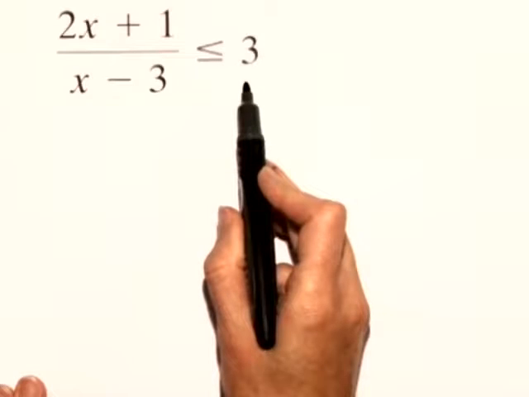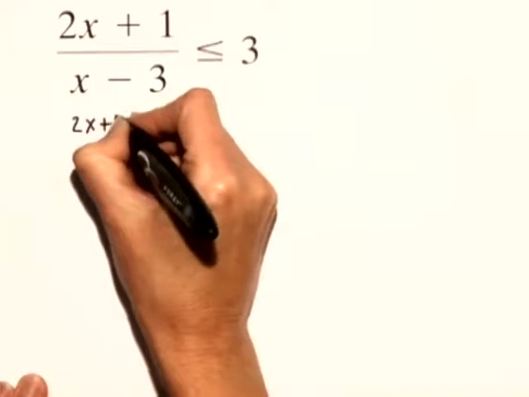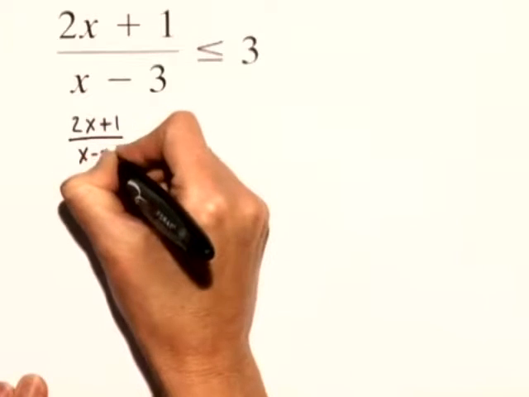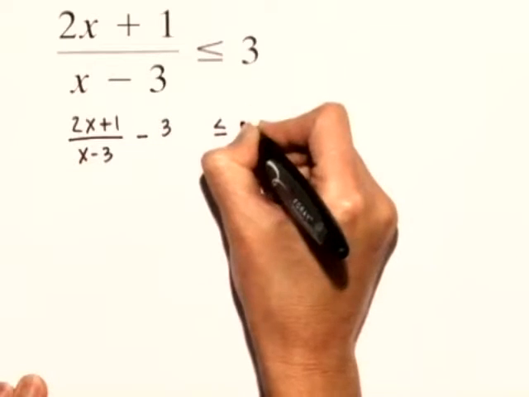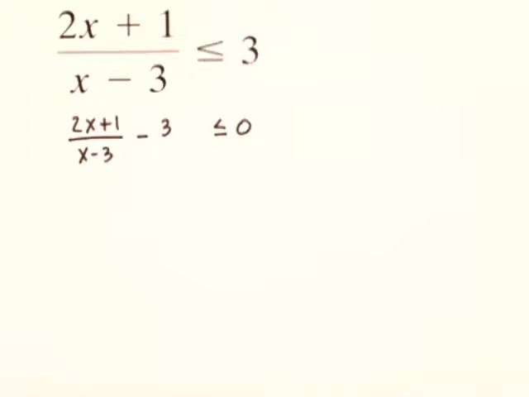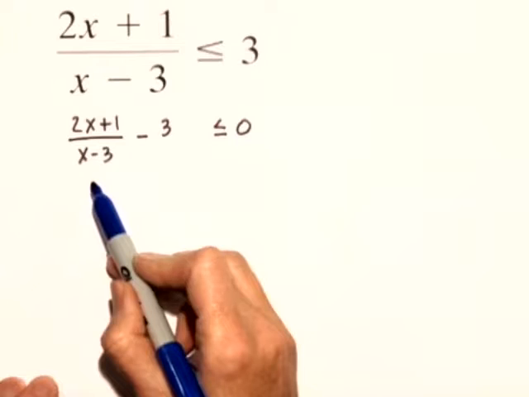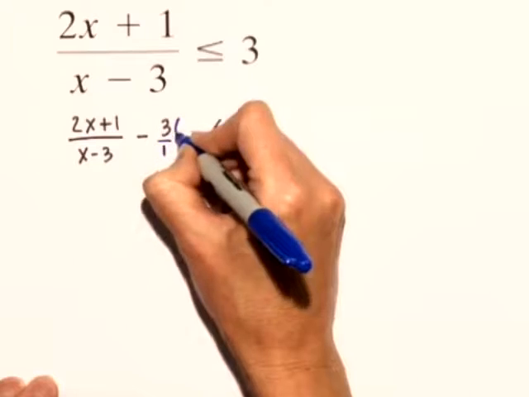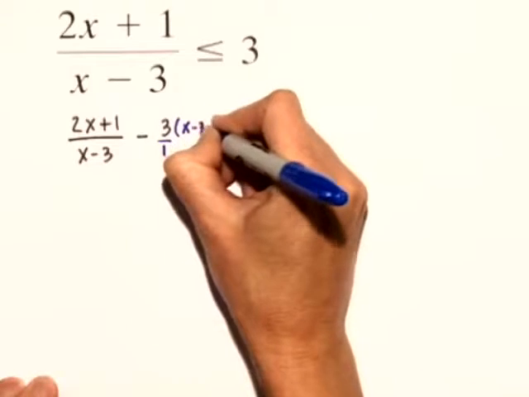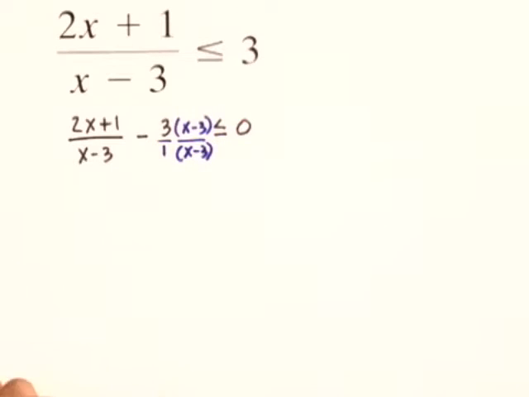Well, the first step we want to do is get one side equal to 0. So let's subtract 3 from both sides of this inequality. So we have (2x + 1)/(x - 3) - 3 is less than or equal to 0. Now, we want to make sure that we have a common denominator to combine these two terms on the left-hand side. So our common denominator will be x - 3. So I'll multiply the second term by (x - 3)/(x - 3) to get the common denominator.